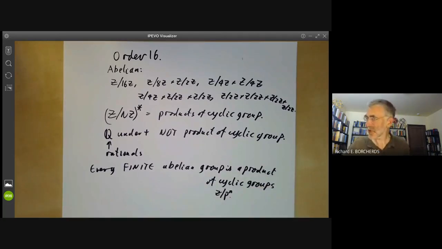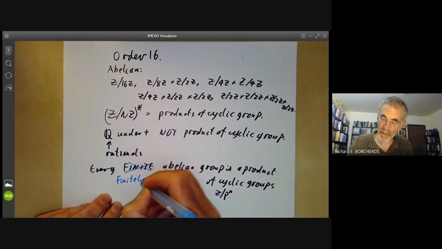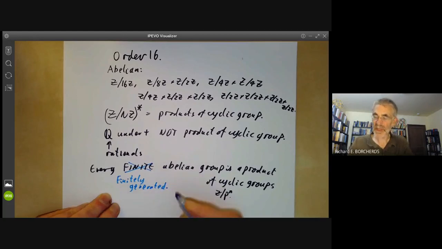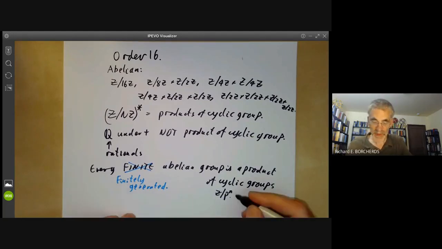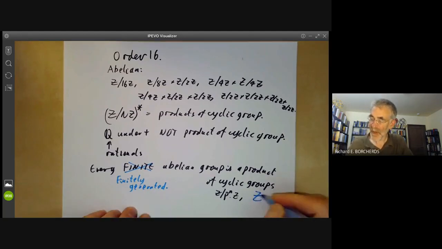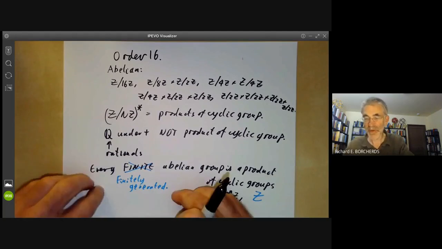It turns out that the proof of this works just as well if, instead of finite groups, we talk about finitely generated groups. A set of elements generates a group if every element of the group can be written as products of elements in this set. If we allow finitely generated groups, then we have to allow not only cyclic groups Z over P to the N Z, but also the group Z. Any cyclic group Z over KZ for some integer K can be written as a product of groups of prime power order, but if we're allowing infinite groups, we also have to allow Z. So what we're going to do is show how to prove this.